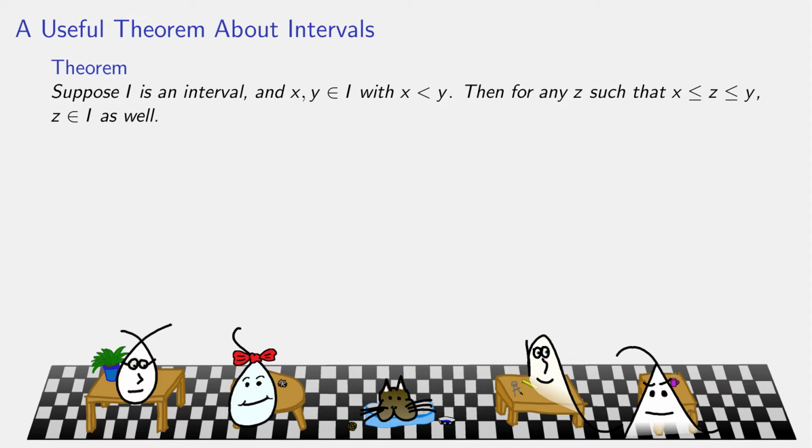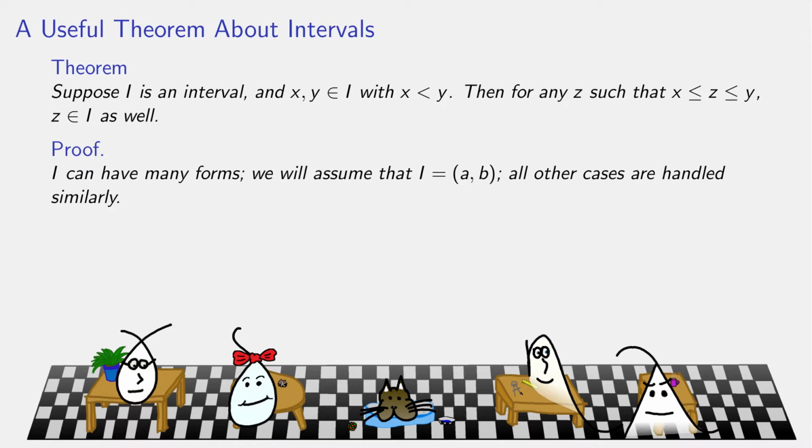So a useful theorem about intervals, this is pretty quick to understand why it's true, but it's very useful nonetheless. If you have an interval and 2 points in that interval, x and y, let's just suppose x is the smaller one, then any number in between x and y is also in the interval. Any 2 points in an interval, everything in between them must also be in that interval.